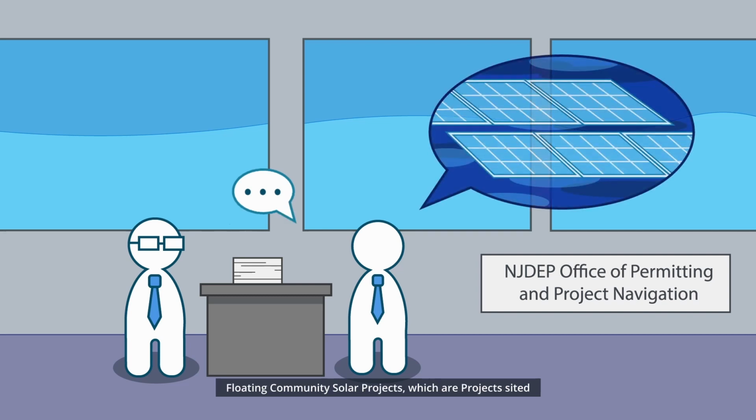Floating community solar projects, which are projects sited to float on bodies of water, must meet with the NJDEP Office of Permitting and Project Navigation before an application is submitted. When selecting a site for a community solar project, an important consideration is the type of solar array that can be installed at the site.